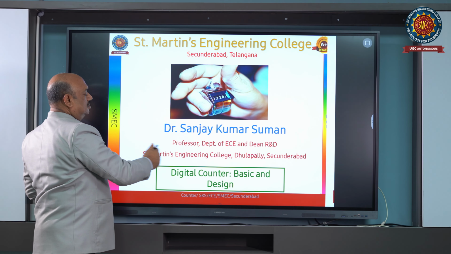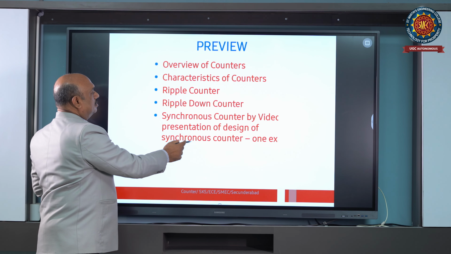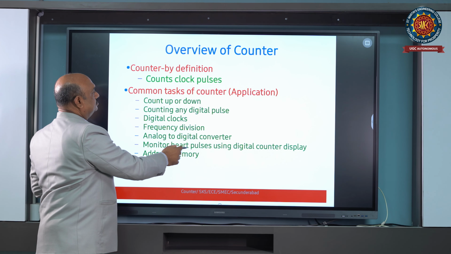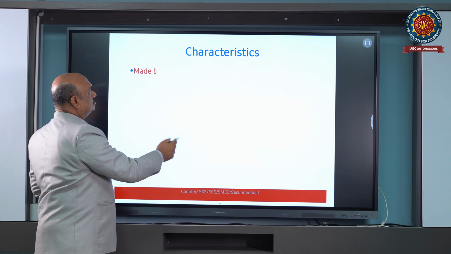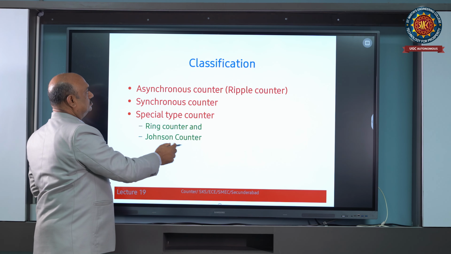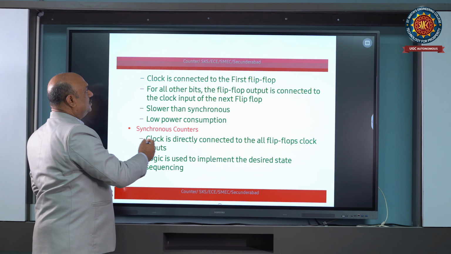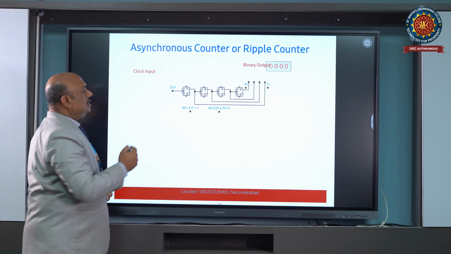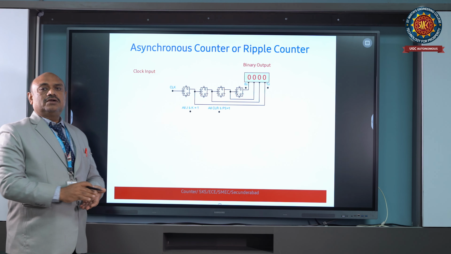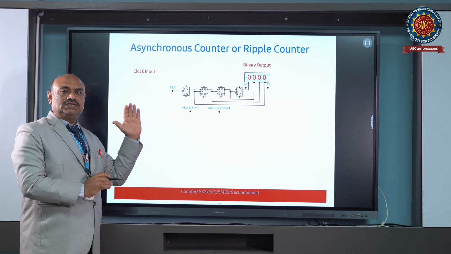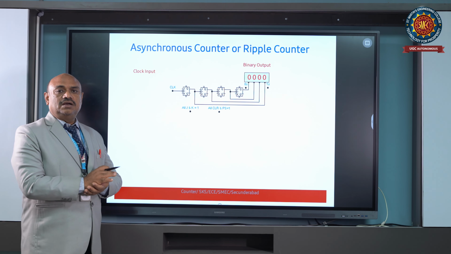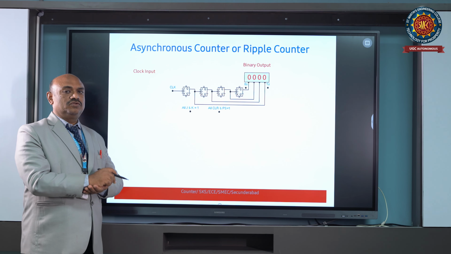We have explained all the basic things. Difference explained. Next we will see the ripple counter. Ripple counter is also an asynchronous counter. Here we will see the design. Here we have taken the example of a 4-bit asynchronous counter.